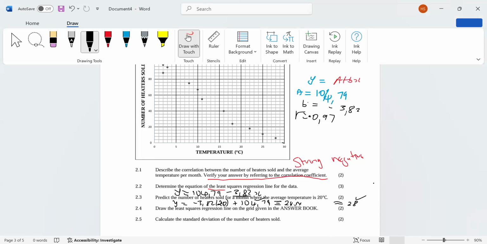But then 28.04 comma 8, can you approximate it to 29 also? This one we round off with the normal rounding off. If it's above 5, then we take 29.